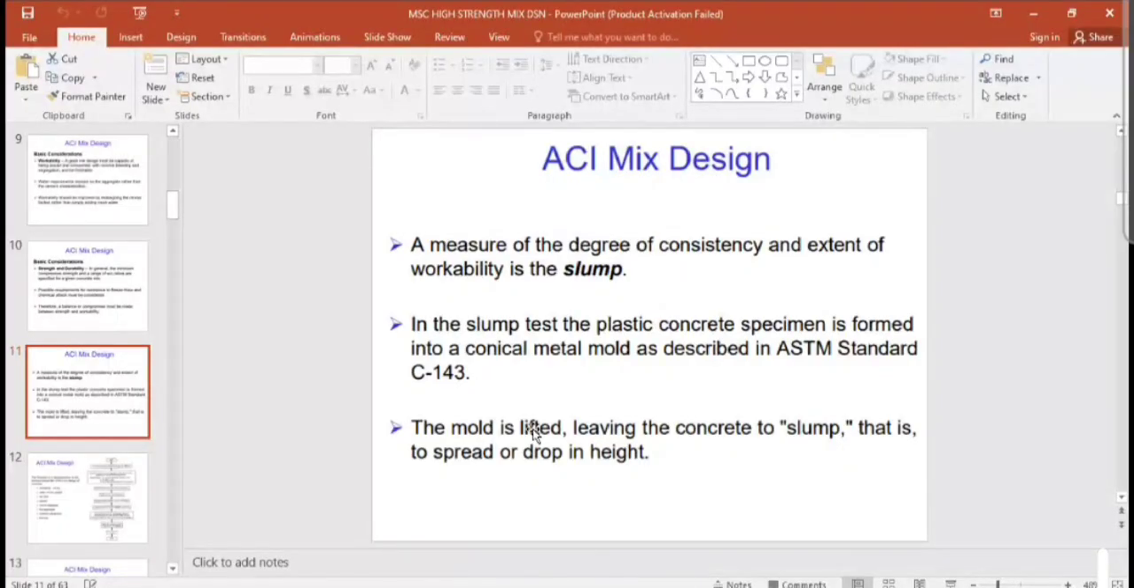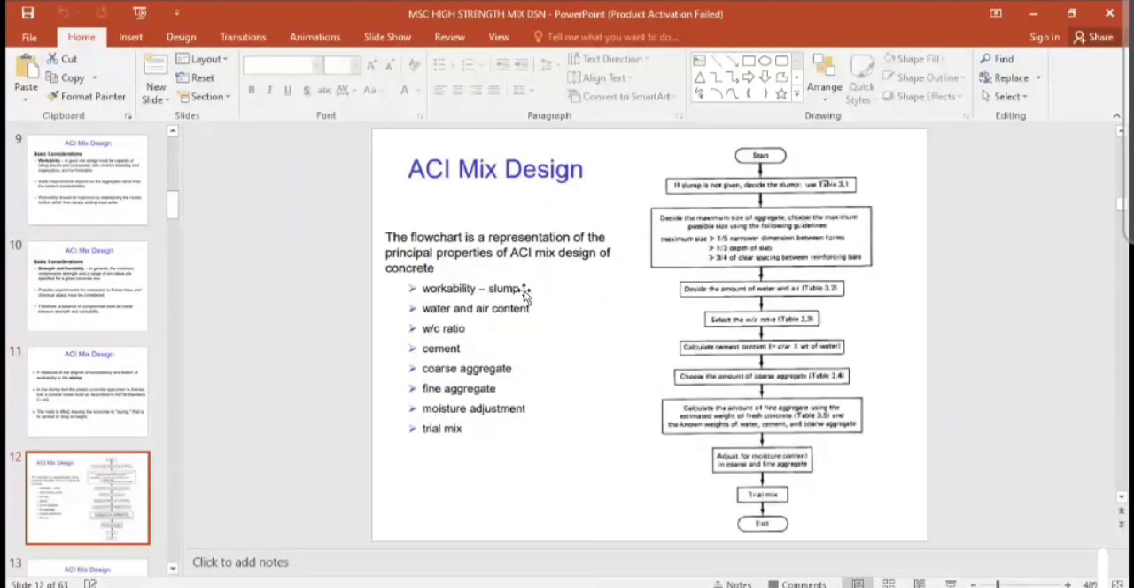This is the mix design procedure flow chart. We take the value of slump, then water and air content, then water to cement ratio, we find out the cement, then we find out the coarse aggregate content, and at the last we find out the fine aggregate content. Second last step, we go for the moisture adjustment if it is necessary or not, and then we do the trial mixes. These are all our step-by-step procedure to do the mix design.